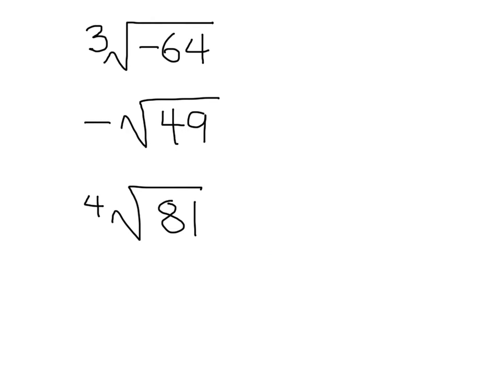Okay, so here's some more examples. And you can pause your video at any time and then check your answers. All right, so the first example, the cubed root of negative 64. The cubed root of negative 64 would equal negative 4, because negative 4 cubed would give you negative 64.